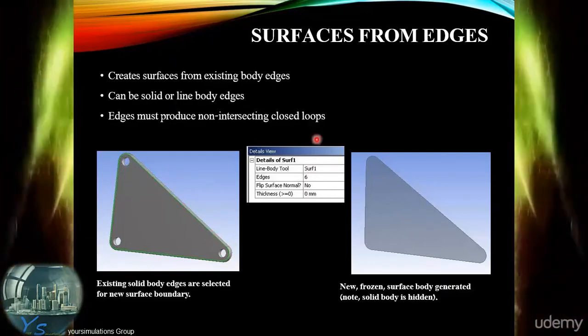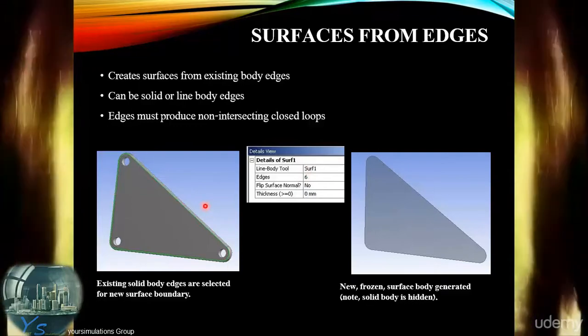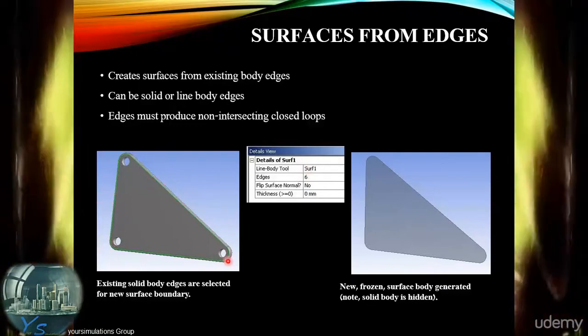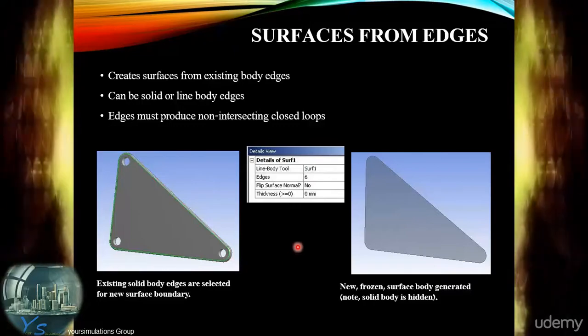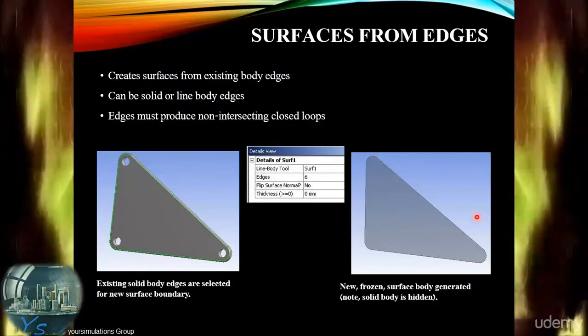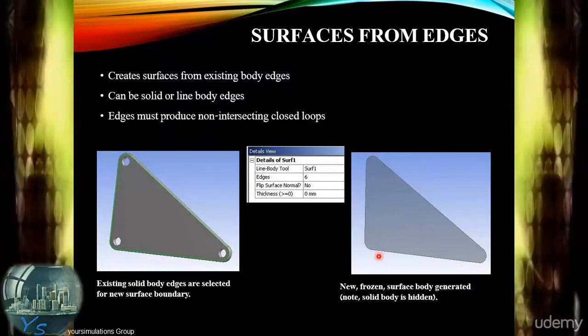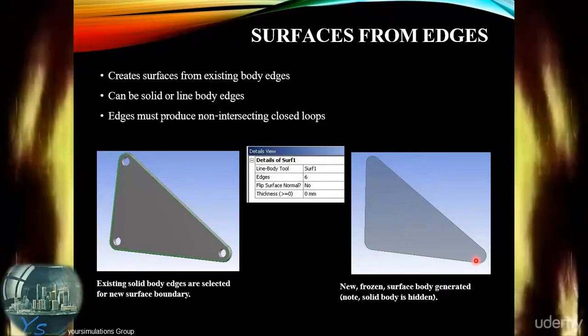So here in the details view we see the edge list. We click on the edge list, we select all of the edges to be used in the creation of the surface body, and then we apply and generate in order to create the new surface body. On the right hand side we can see the new surface body, and the original solid body which was in part used to create and define this surface body has now been suppressed or is hidden.